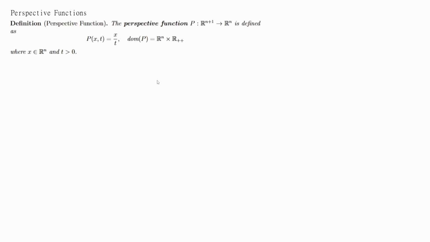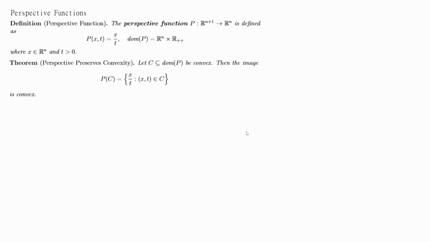And the following result: if C is a subset of the domain of the perspective function P, then its image is convex. Okay, so what does any of this actually mean? Which is what I asked myself, and I'm sure that you're asking yourself the same question. Well, let's consider an example of literal perspective and how mathematically that works.